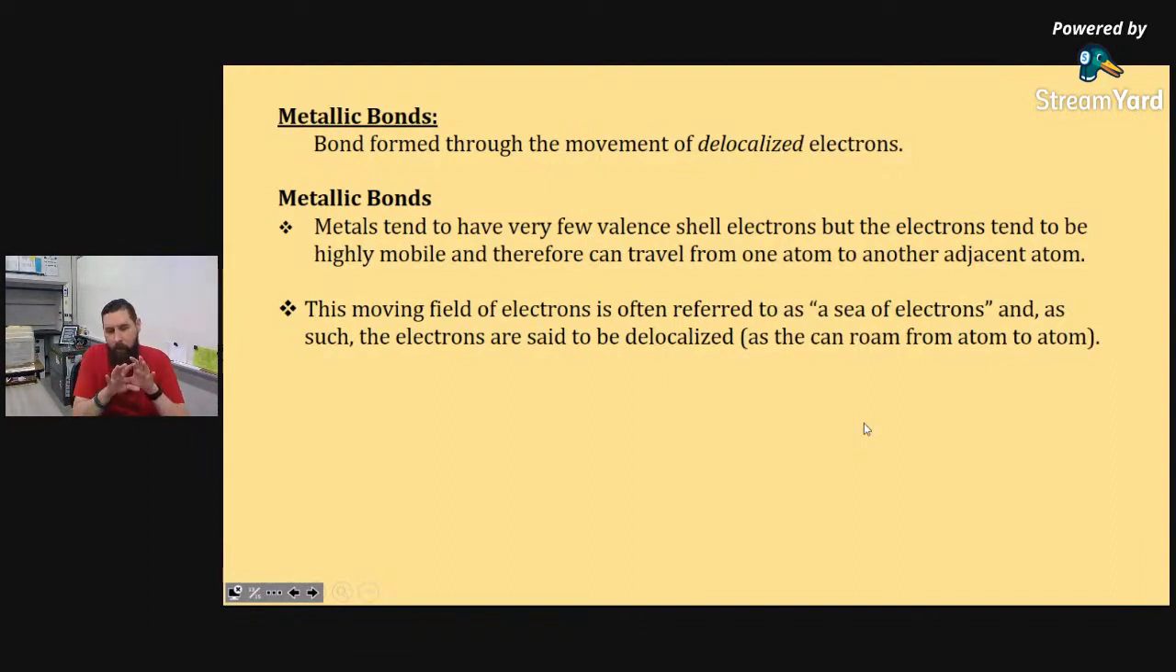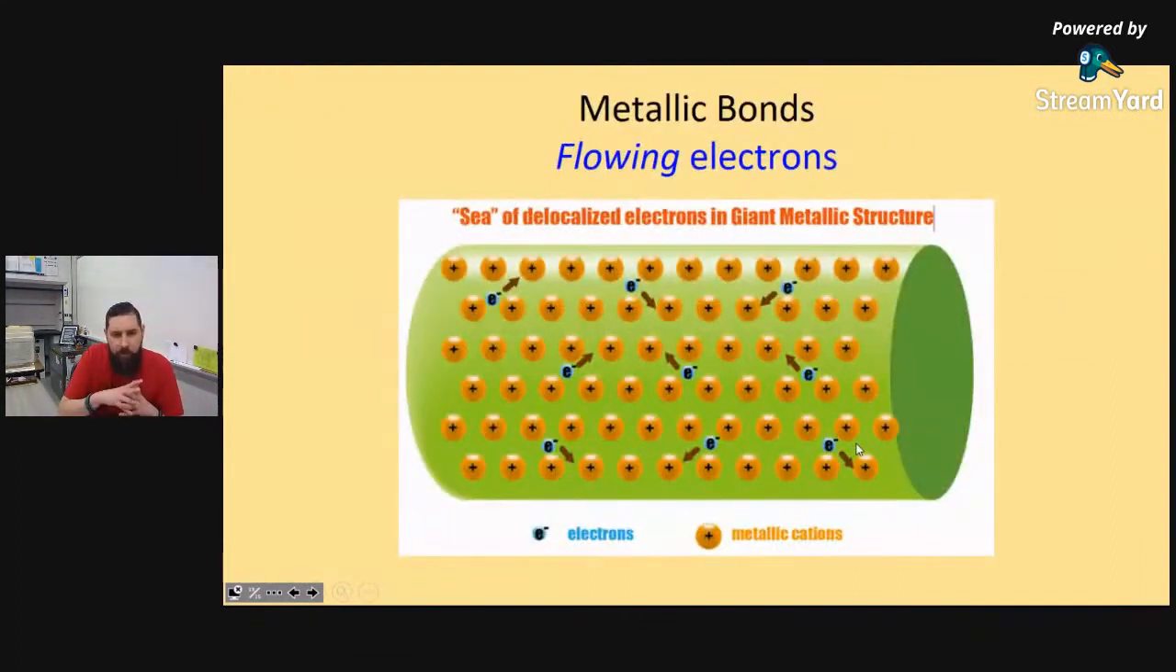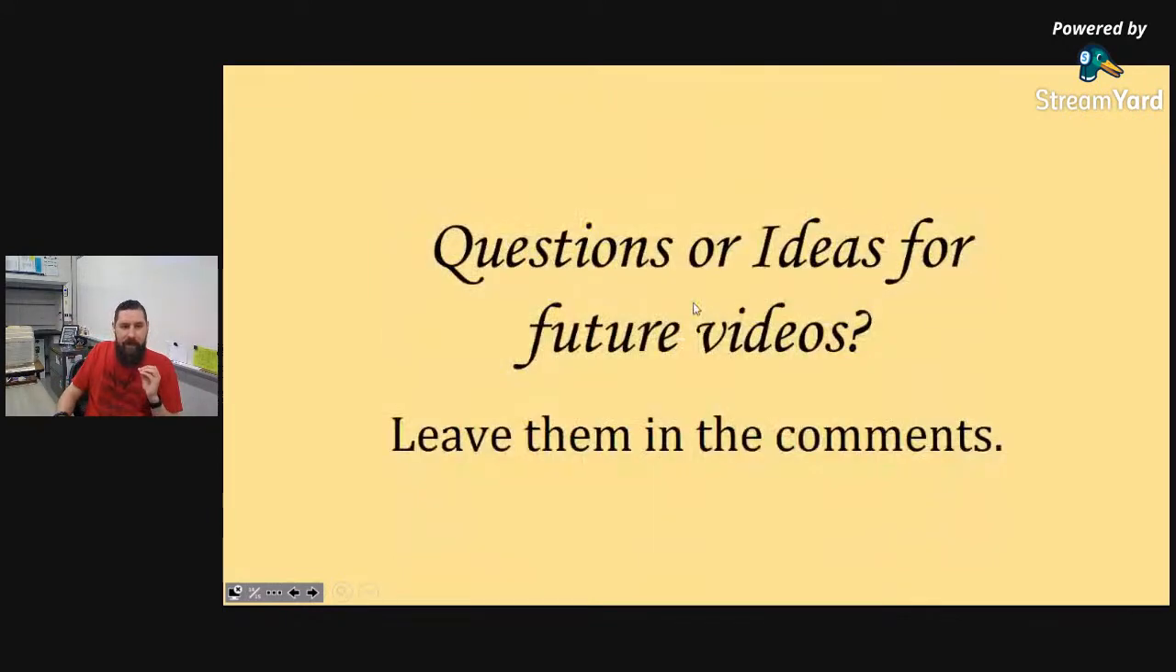Okay, so we've got these moving electrons, and this is showing kind of a piece of metal. All those positives are your nuclei, your protons in the nucleus, and you've got these electrons that are able to easily move through this. This is why metals tend to be such good conductors of electricity. They've got these free-flowing electrons that allow for conduction. Okay? So that is ionic, covalent, and metallic bonding.